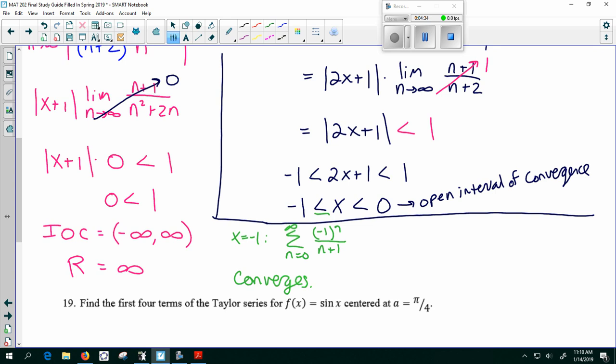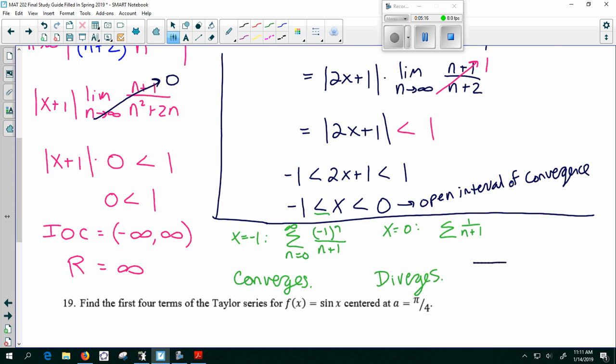And then when I check x equals 0, in my series, I replace the x with a 0. I end up with 1 over n plus 1. And that is going to diverge because, again, it is similar to the harmonic series. You can check it with the limit comparison test. That diverges, which means I cannot put an or equal to sign on the 0. So my interval of convergence is -1 to 0, including the -1, but not the 0.